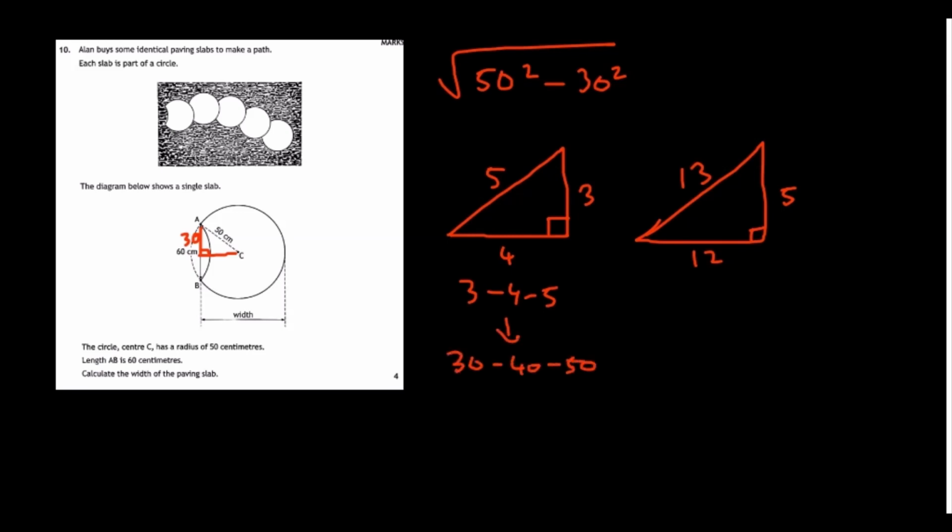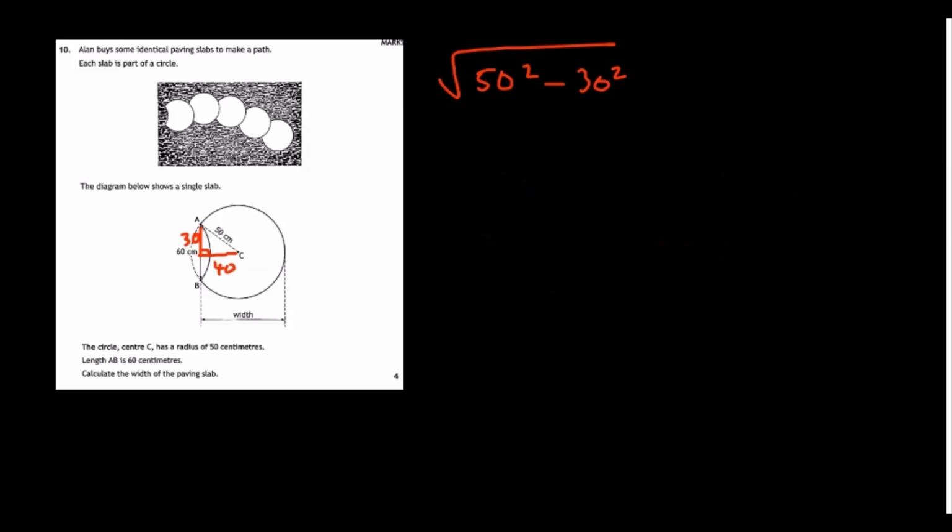So as soon as you see 50 and 30 in a right angled triangle, so this side is 50, this side is 30, you automatically know that this is going to be 40, because that's the Pythagorean triple, 3, 4, 5. So that would be 40 centimetres.